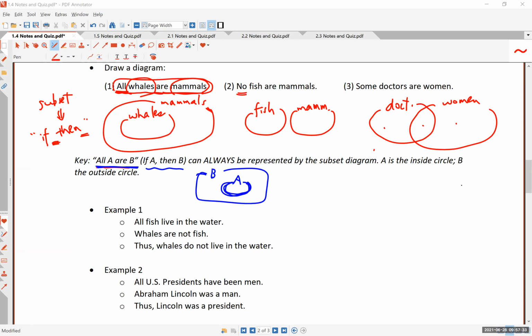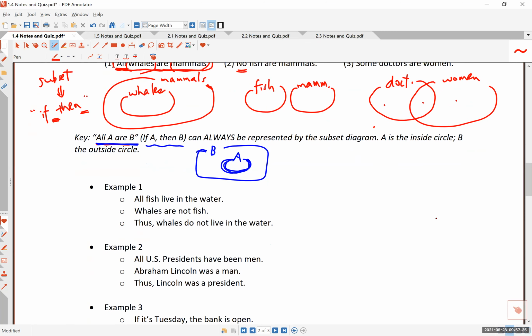Okay, so here is the first example. All fish live in the water. Whales are not fish. Thus, whales do not live in the water. Something sounds strange, huh? Because you do know that whales do live in the water.